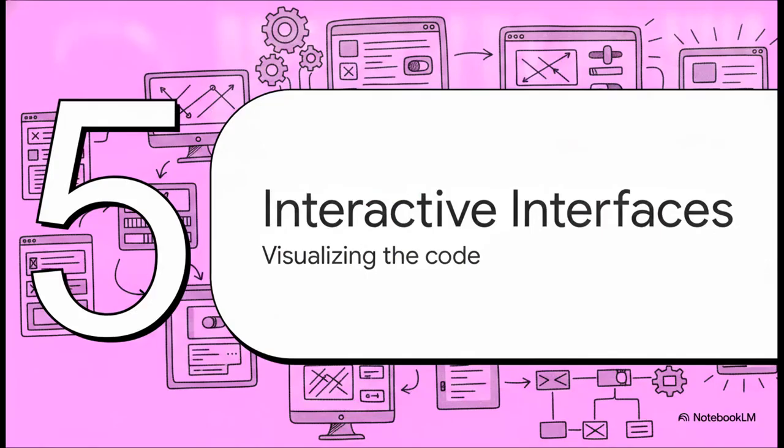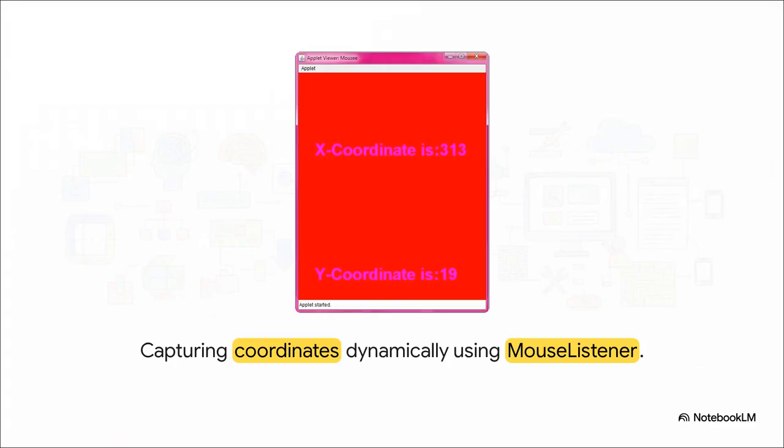And finally, Section 5. Building interactive user interfaces. This right here is the visual payoff, where all those back-end blueprints, abstract classes, and multi-threading tools finally come together. By leveraging the mouse motion listener interface, the code dynamically captures the exact X and Y coordinates of the user's cursor. Notice how the applet canvas, painted bright red here, is constantly recalculating and repainting the text on the screen in real time as the mouse moves. It's pretty cool to see.